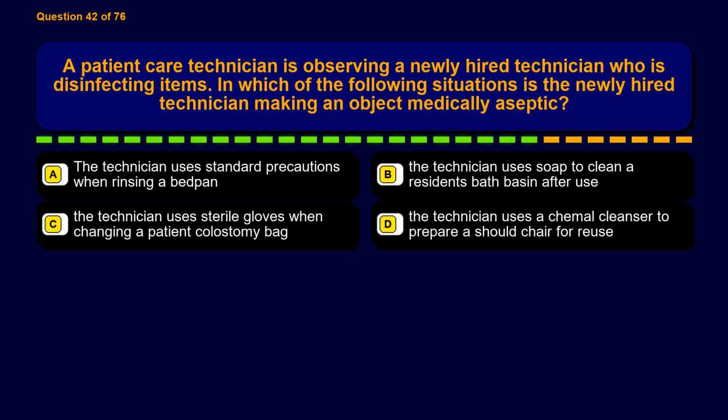In which of the following situations is the newly hired technician making an object medically aseptic? Option A. The technician uses standard precautions when rinsing a bedpan. Option B. The technician uses soap to clean a resident's bath basin after use. Option C. The technician uses sterile gloves when changing a patient's colostomy bag. Option D. The technician uses a chemical cleanser to prepare a shower chair for reuse.